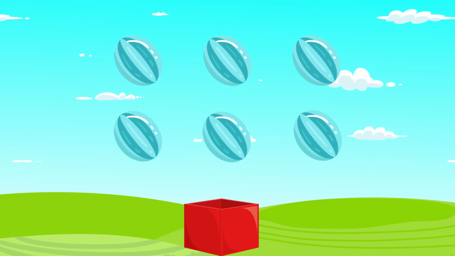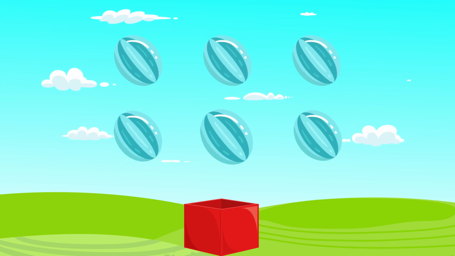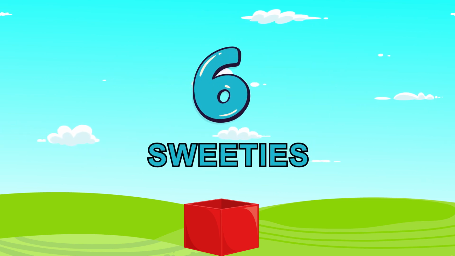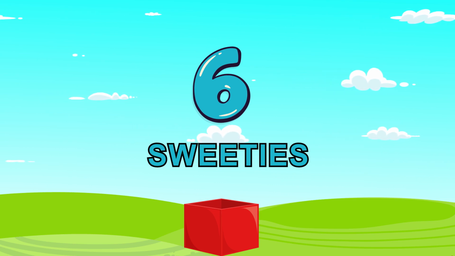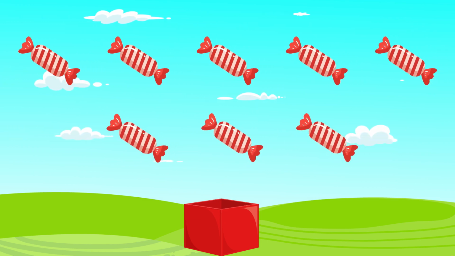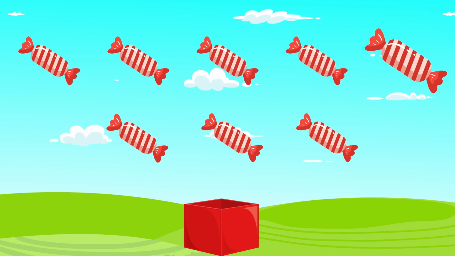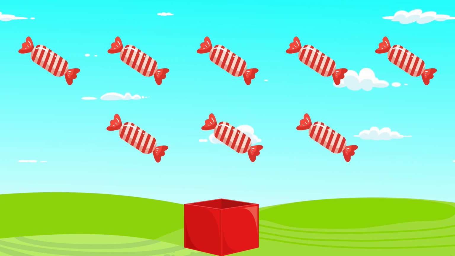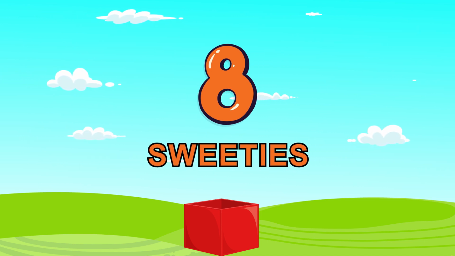How many sweeties can you see? 1, 2, 3, 4, 5, 6. 6 sweeties. Yay! How many sweeties can you see? 1, 2, 3, 4, 5, 6, 7, 8. 8 sweeties.